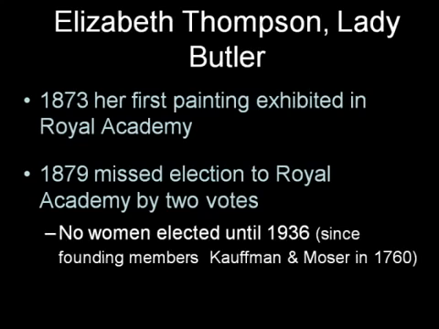And no woman was elected. I had read one place it was the 1920s, but I found another place that gave the exact date and the name of the woman. In 1936 was the first woman elected to the Royal Academy since its founding in 1760. And remember, we had several founding members, such as Angelica Kauffman and Moser, the 2 founding members. So they got in on the first group, and then no more women were allowed in the Royal Academy.